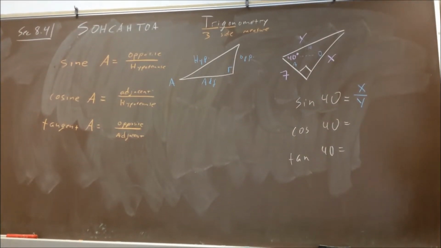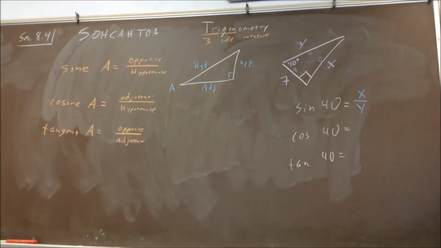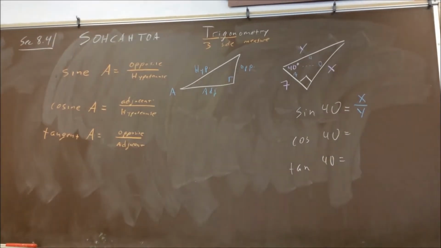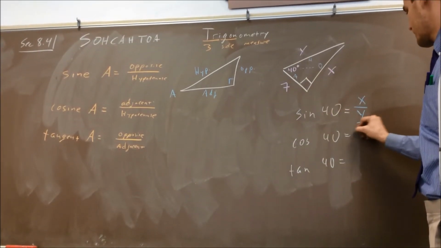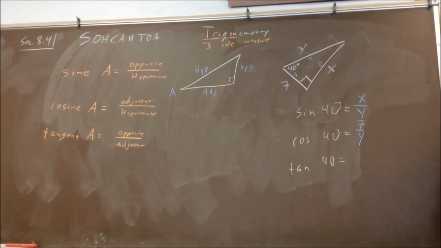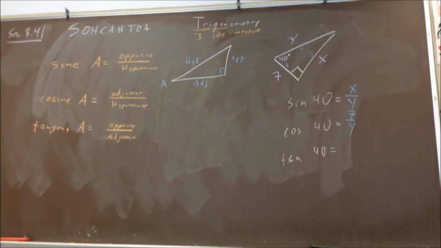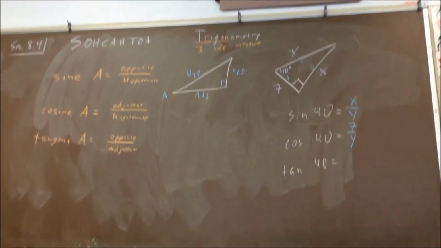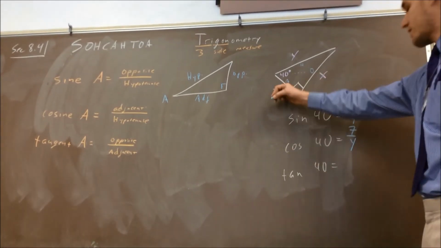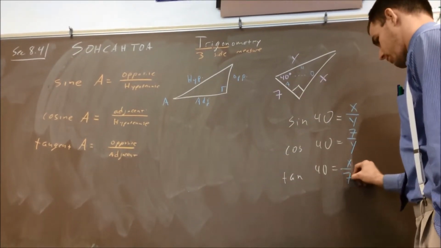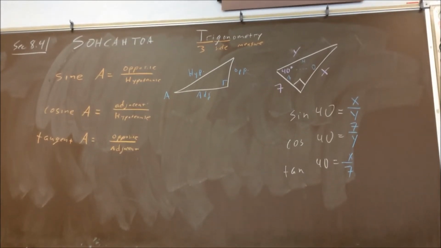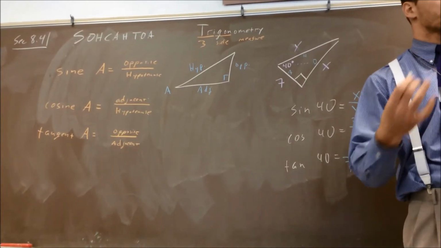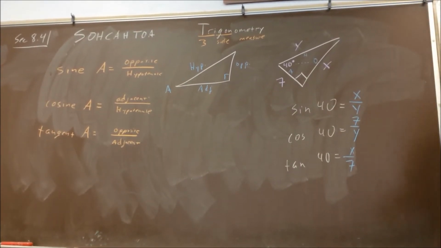What is the cosine of 40? Ms. Willover. 7 over Y. Cosine, adjacent over hypotenuse. Correct. Tangent of 40. X over 7. Awesome. Tomorrow we're going to learn how to actually solve these, but today we're just going to be setting them up. Get comfortable setting them up. Tomorrow we'll actually solve them.